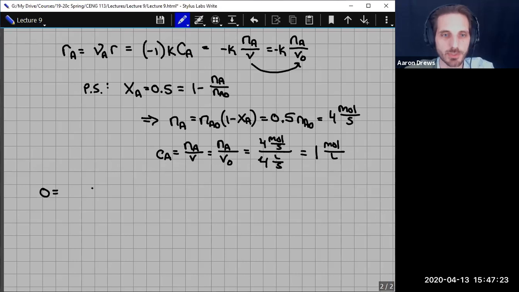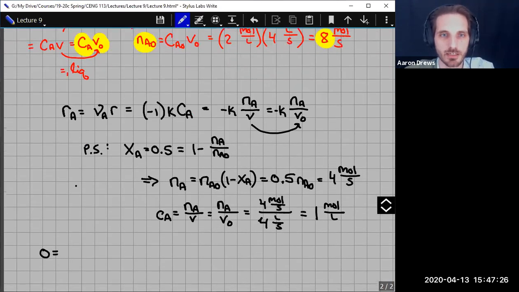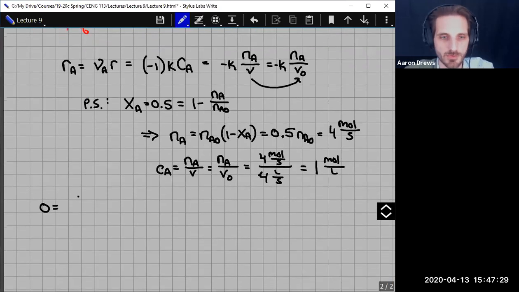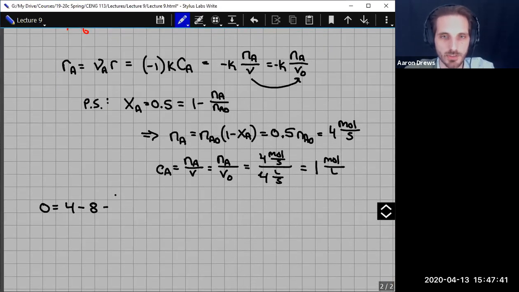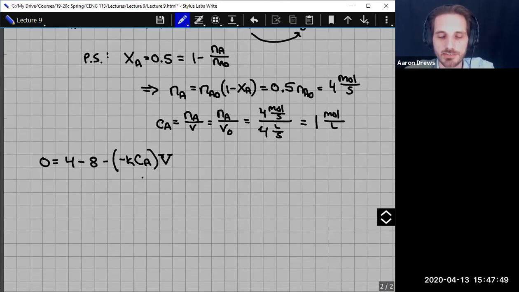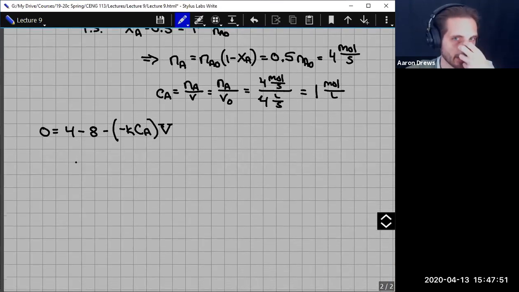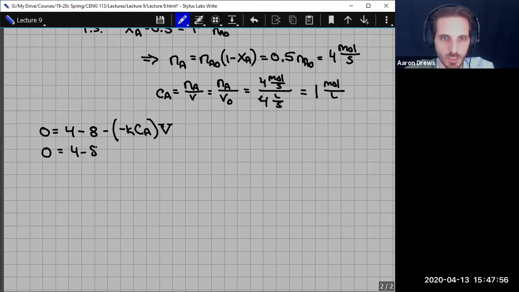If we go back to our material balance, it'll be 0 is equal to N sub A, and if I scroll up, N sub A is 4. Then we subtract off whatever the inlet was, which is 8, and then minus R sub A times V. So minus a quantity of minus K C sub A times V. The negative signs get a little bit tricky, so I tend to leave them around until I'm quite sure of where they go. So this will end up being plus.